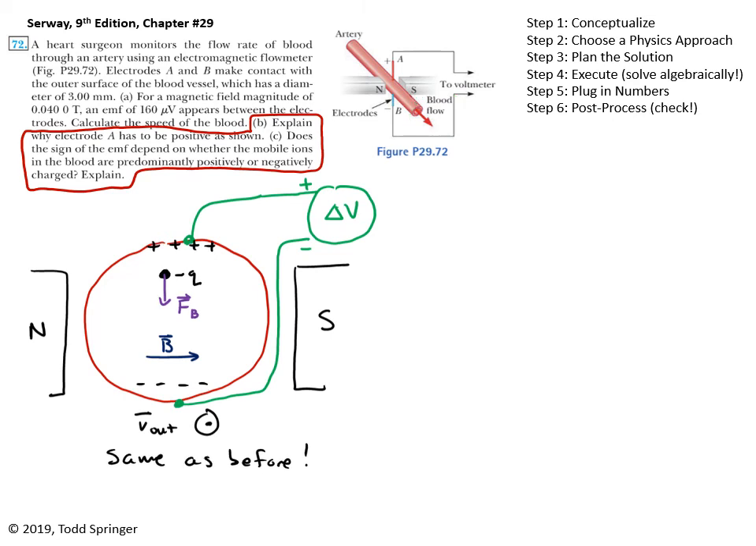Before I finish, I want to mention something interesting about this problem. In parts B and C, we just argued that you can't tell the difference between positive charges in the blood or negative charges in the blood. But if you go to the lab, when we usually use the Hall effect with semiconductors, it allows you to tell whether you have an N-type semiconductor or a P-type semiconductor. If you use the Hall effect with semiconductors, you can tell the difference between positive and negative charges, whereas in this problem you can't. So why is that?